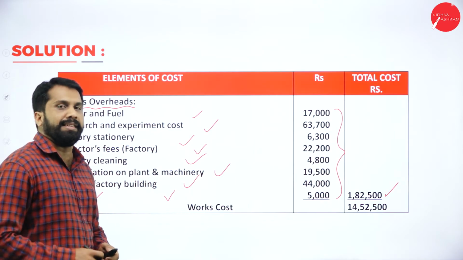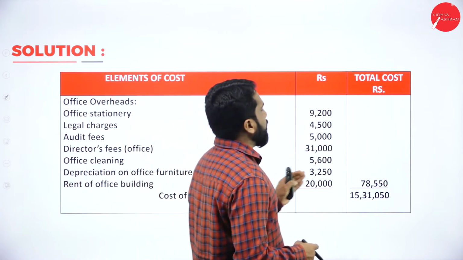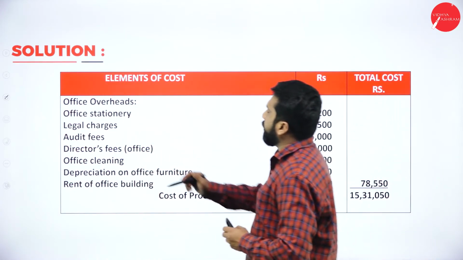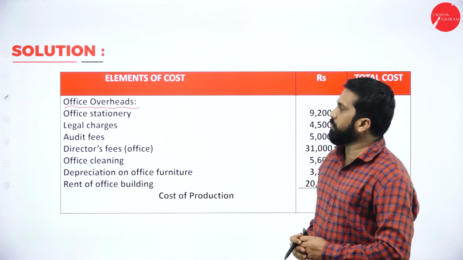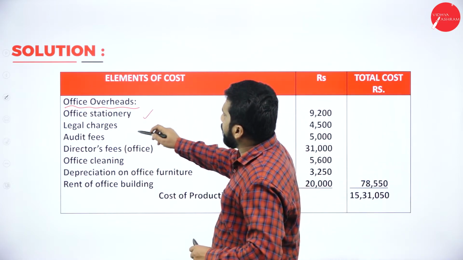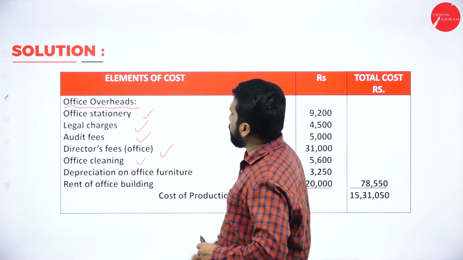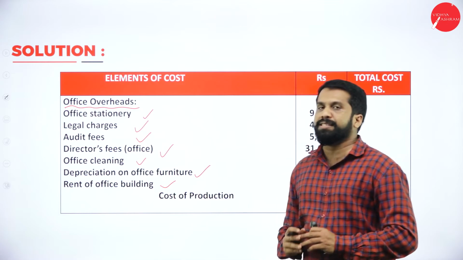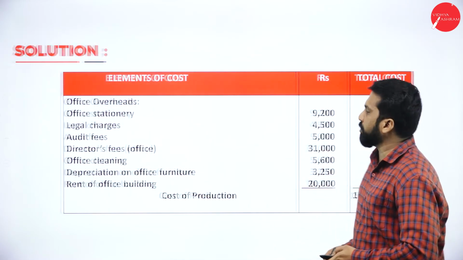We'll move for the next one. Next, elements of cost under this, very simple. Office overhead. Under office overhead, what will come in this? Office stationery, legal charges, audit fees, director fees, office cleaning, depreciation, rent of office building, all related to office. I'll go back to your question.